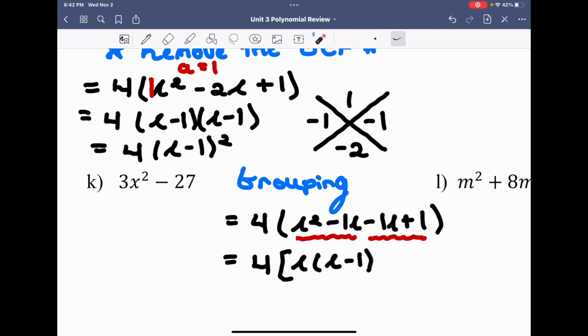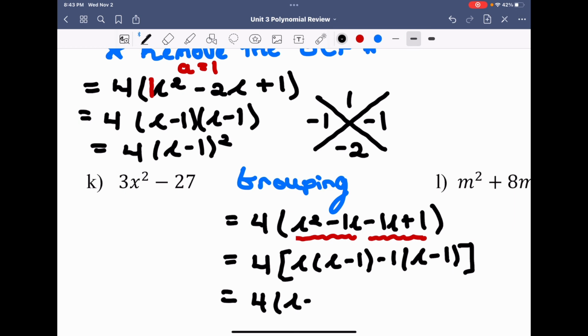Of my second grouping, I can remove out this negative because I never want to have the negative there. Negative 1, that flips both the signs to L minus 1. And now my common binomial is the L minus 1. I move this out front to be 4, L minus 1. And my second factor is the two outside terms here, or L minus 1.